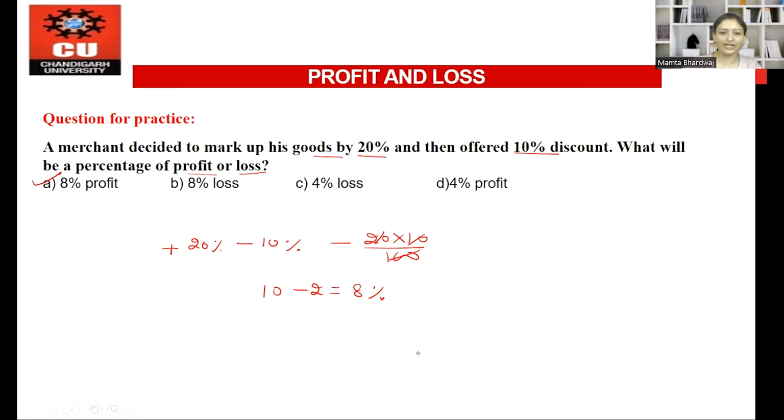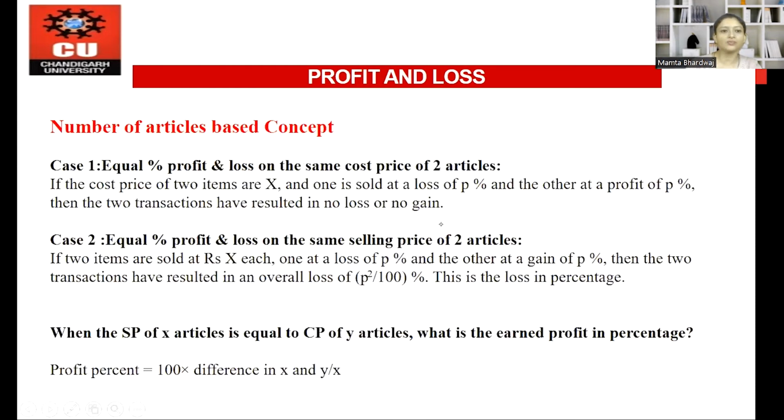If you get the overall answer with the positive sign, it means there is an overall profit. And if you get the overall answer with the minus sign, it means there is overall loss. So as we got the answer as 8%, there is a profit of 8%. So now we will discuss the next concept, the concept based on the number of articles.